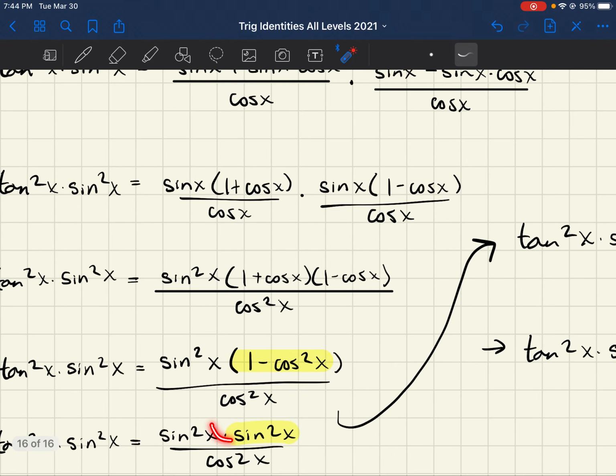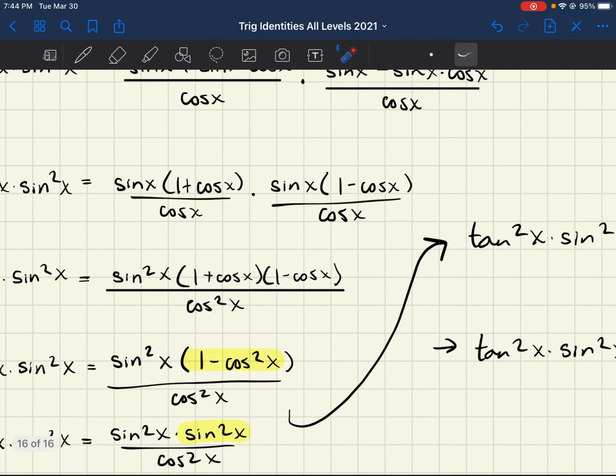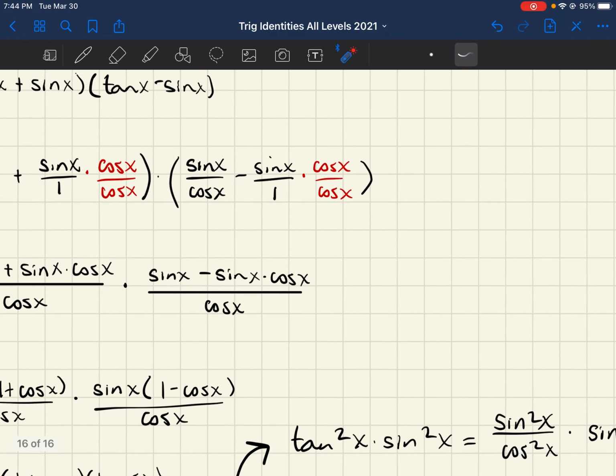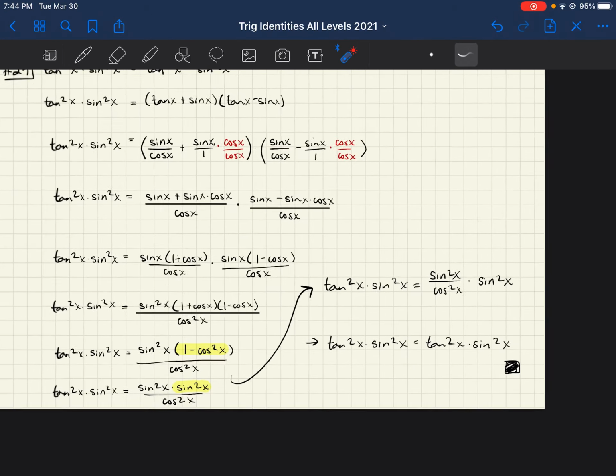sine squared over cosine squared, right there, times the sine squared that's left over, right here. But sine squared over cosine squared is tangent squared. This sine squared carries down, and that's our desired result. So we're done with that proof right there.